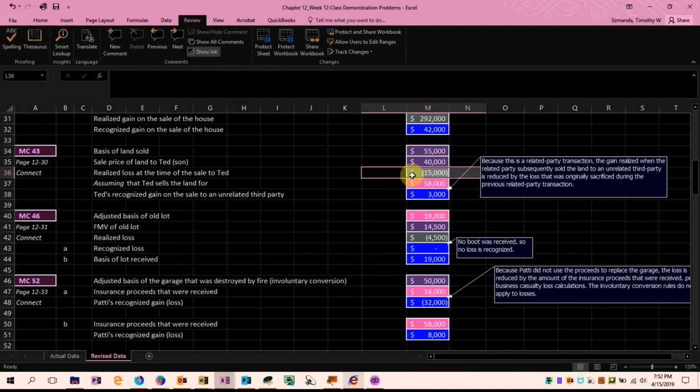Then they get credit for that loss of $15,000. So now we are able to take advantage of that loss that we couldn't take before because they were related. Now the loss comes into play, and therefore reduces the gain from $18,000, which is 58 minus the 40, by the $15,000 loss that was essentially suspended. And so 18 minus 15 is the $3,000, and that's the gain that will have to be recognized.